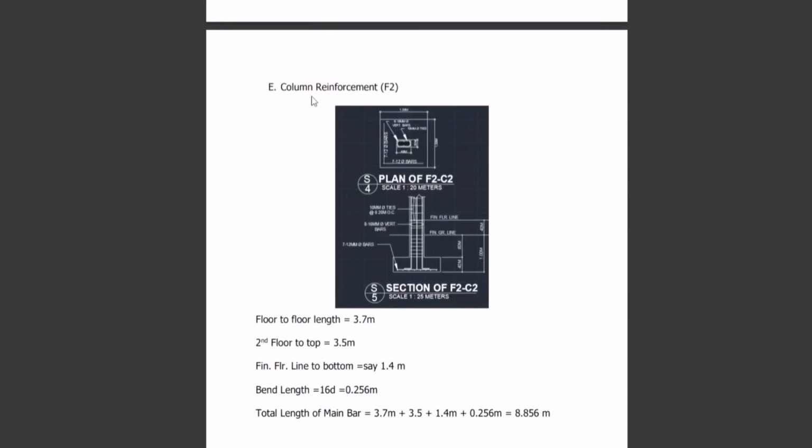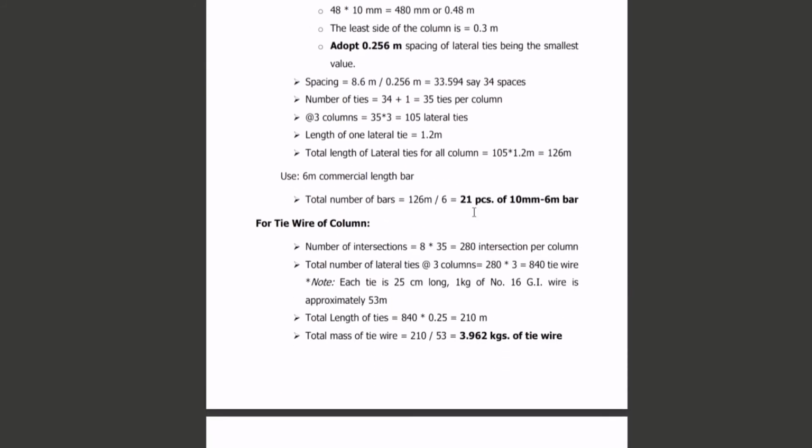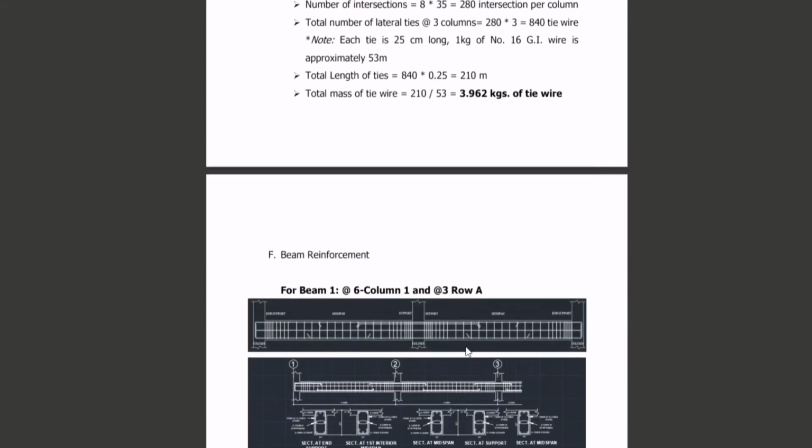Sa column 2, ganun din ang gagawin. So, kakakuha tayo ng 24 pieces of 16 mm 9 meter bars. Tapos, 21 pieces of 10 mm 6 meter bar. Sa tie wire naman, kailanganin natin ng 3.962 kilograms of tie wires.